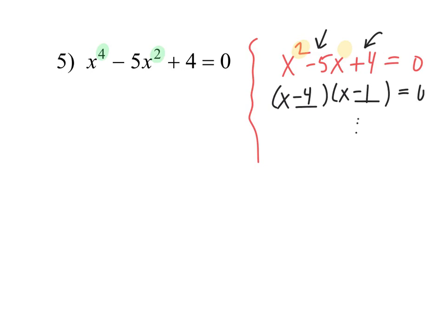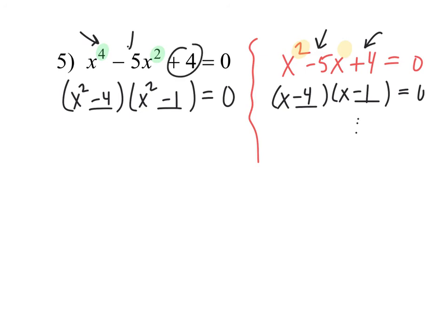But our problem is very similar, except that it can't start with x and x, but it can start with x squared and x squared. That gets us the x to the fourth here. Then we do the exact same process to get the middle terms: factors of positive 4 that add up to negative 5. So it factors just like the quadratic. That's why it's called quadratic form. It's clearly not a quadratic function; it's a 4th degree polynomial.